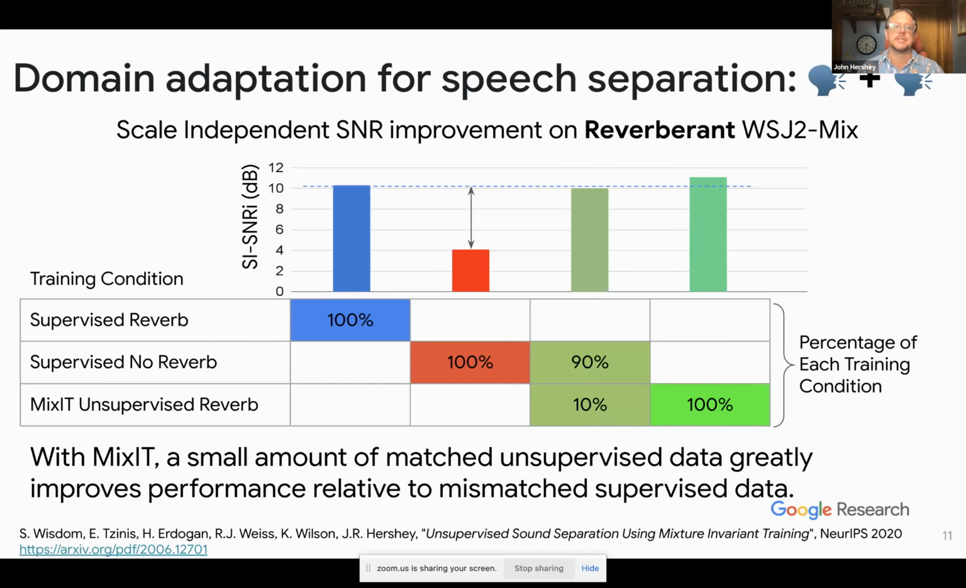So here's just a quick experiment to show the domain adaptation thing, because I think this is kind of neat. You train supervised on reverb, that's the first bar, and you get a certain improvement in SNR on reverberant data. Now you train supervised without reverb, so it's a mismatch condition, and performance suffers, going down to 4 dB. Now we do the same experiment, but we just add 10% of unsupervised training on the reverberant data. And boom, it goes right back up to where it started.